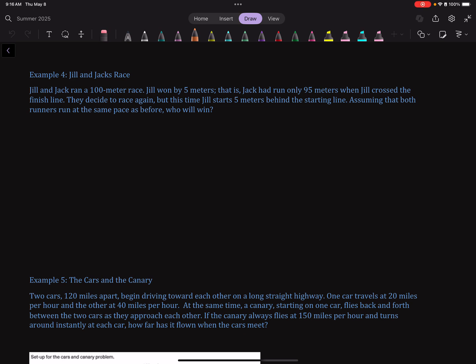So we're saying that they ran 100 meters and Jill won by 5 meters. So she was 5 meters ahead of Jack, so he only had to run 95 meters before Jill won. But now we're saying, go back, Jill. Let's see if he can win if you start 5 meters behind. So now she has to run 105 meters.